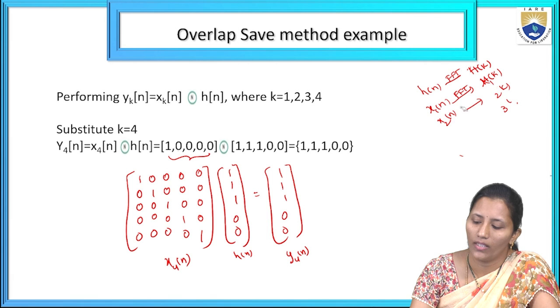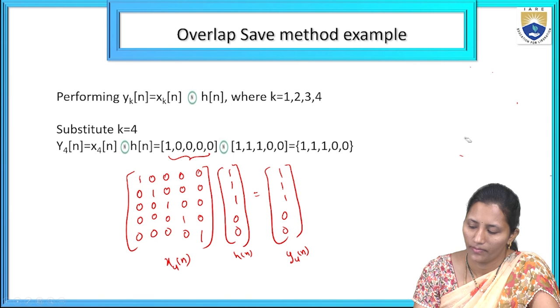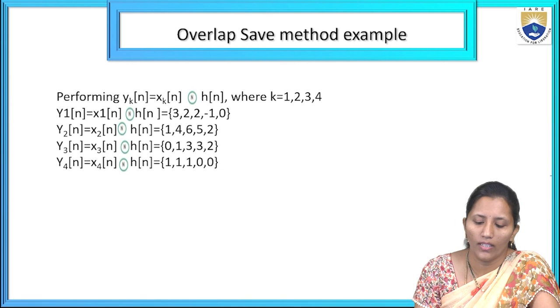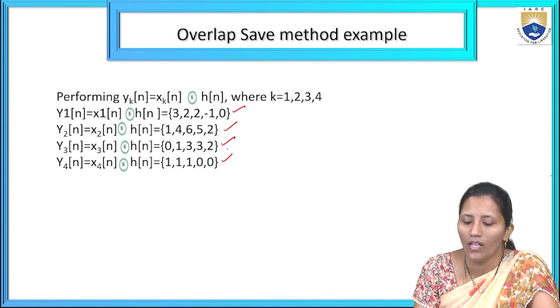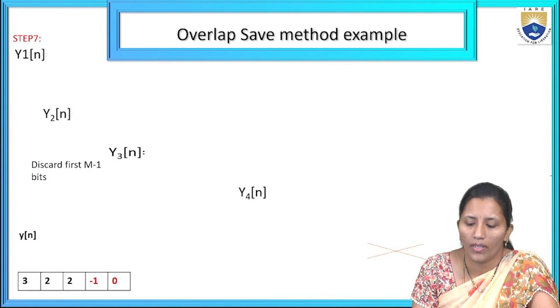But we are doing it directly here, we are performing circular convolution in the problem. So after performing, we are getting the outputs y1 of n, y2 of n, y3 of n, y4 of n. But how to perform?